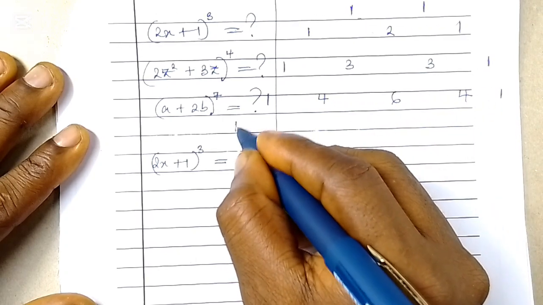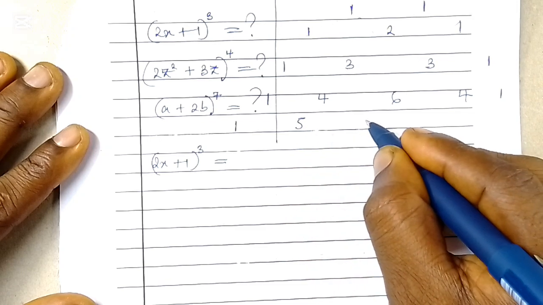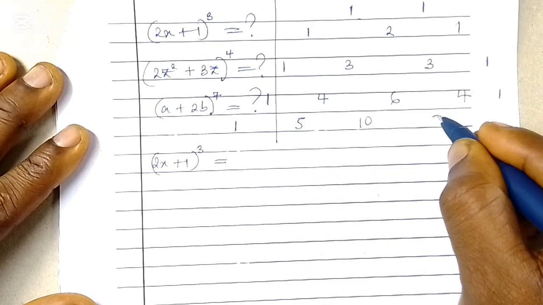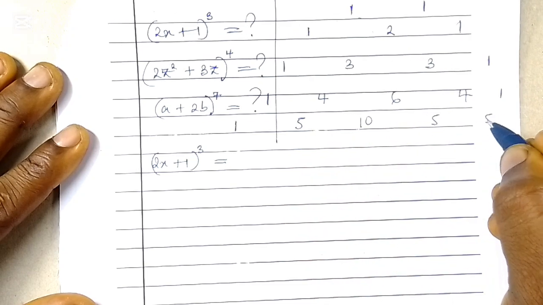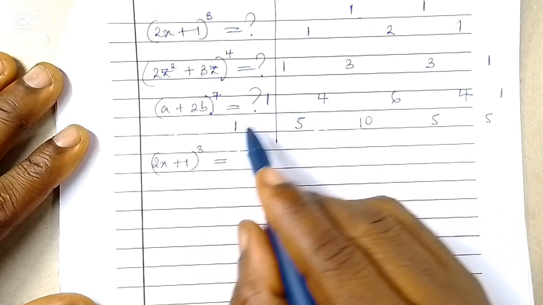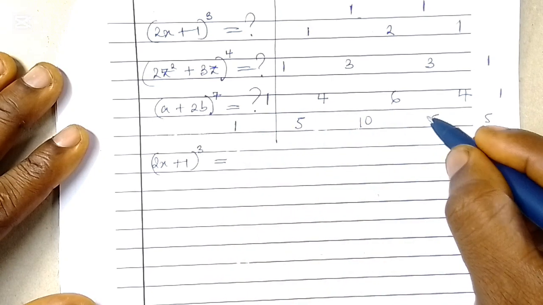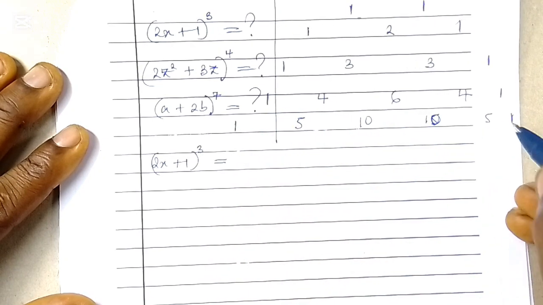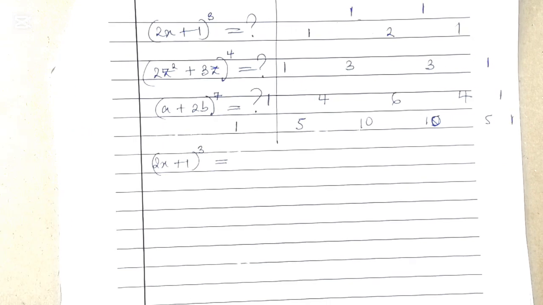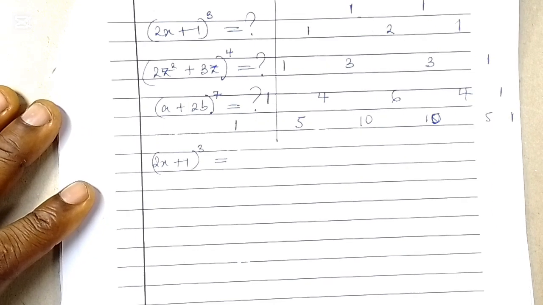I'm going to proceed again to 1, 5, 10, 10, 5, and 1. Okay, now let's expand with this.